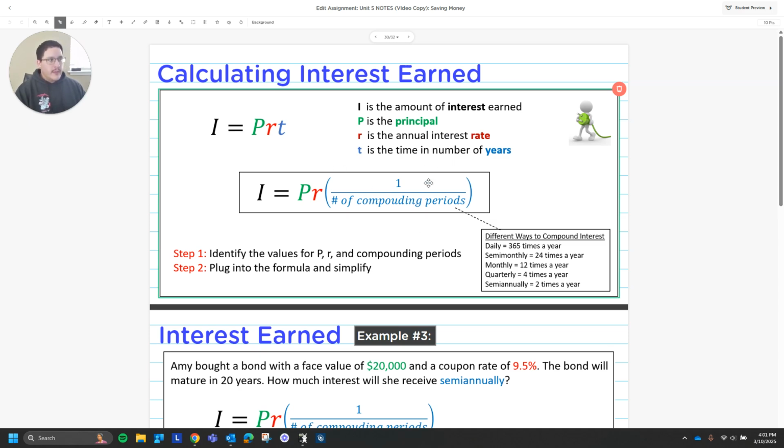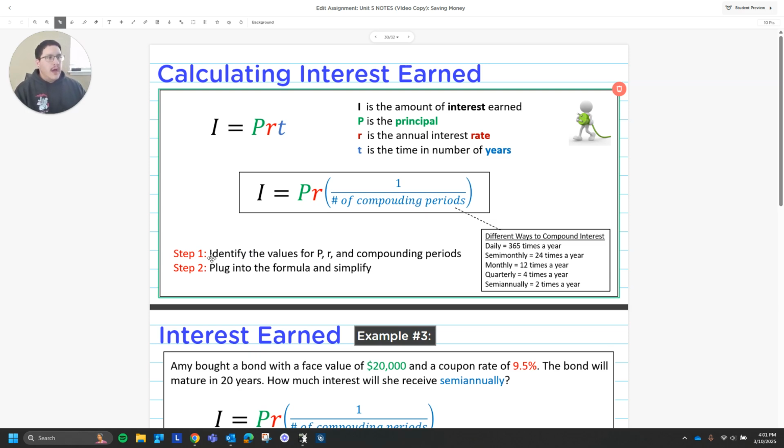We're going to modify this a little bit because the interest can be paid out depending on a certain amount of things. There are different ways to compound the interest: daily, which is 365 times a year, semi-monthly, which is 24 times a year, monthly, which is 12, quarterly, which is 4, semi-annually, which is 2. If you ever want to receive interest, usually daily or infinitely compounded is the way you want to go. The less it's compounded, the less money you will make in terms of interest, or the less money you would owe if you're having to pay that interest to somebody.